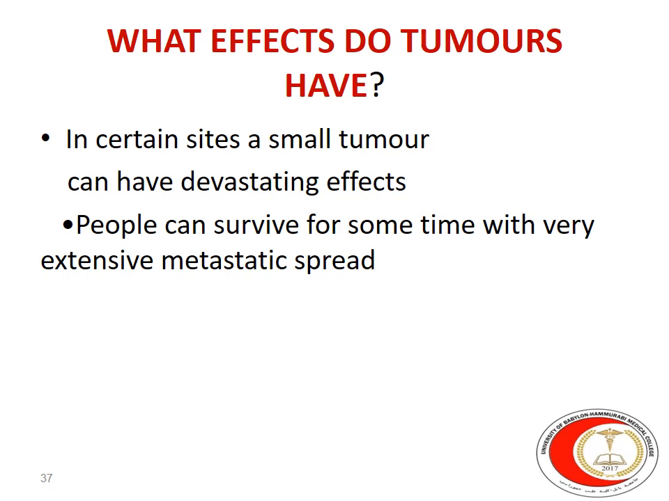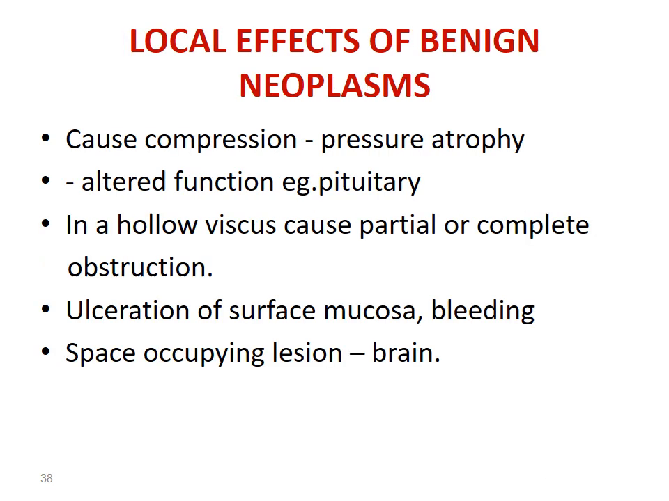pressure effects. People can sometimes survive with very extensive metastatic spread when the area where the spread occurs is a large site. For example, with a large tumor in the abdomen, the patient can survive for some time even though the tumor can reach 20 or 25 centimeters, forming a very large mass. So it depends on the site.